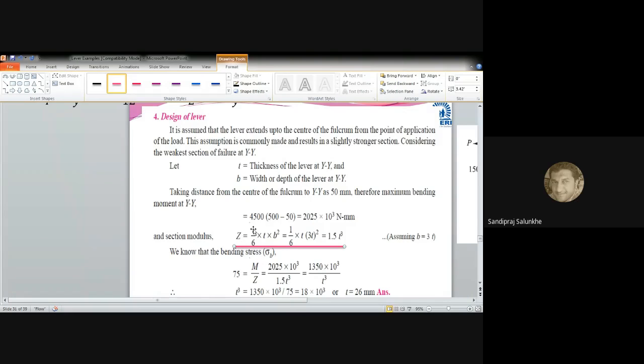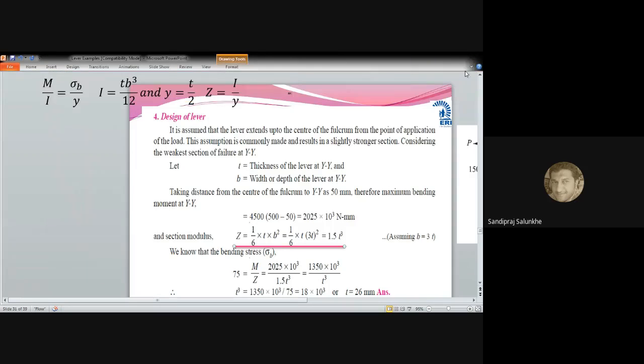Section modulus will be 1 by 6 into T B square. If you put the values, that is Y equal to T by 2 and I equal to T B cube by 12, in this equation of section modulus Z, then you get Z equal to 1 by 6 into T B square.